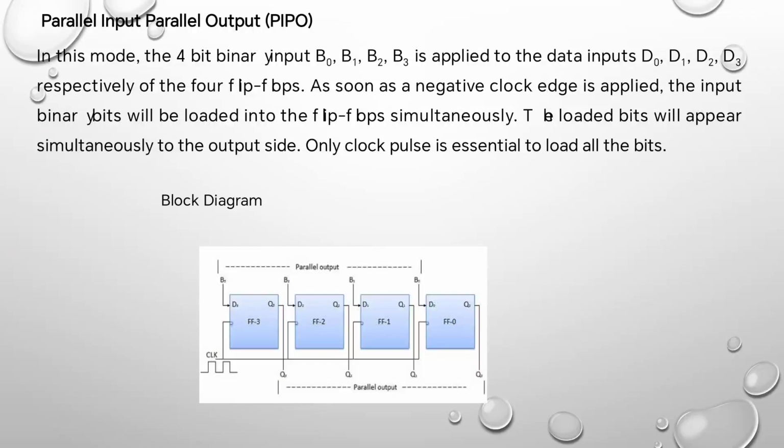Parallel input, parallel output. In this mode, the 4-bit binary input B0, B1, B2, B3 is applied to the data inputs D0, D1, D2, D3 respectively of the 4 flip-flops. As soon as the negative clock edge is applied, the input binary bits will be loaded into the flip-flops simultaneously. The loaded bits will appear simultaneously at the output side. Only the clock pulse is essential to load all the bits. This is the block diagram. So we are giving the input in parallel and then receiving the parallel outputs also.